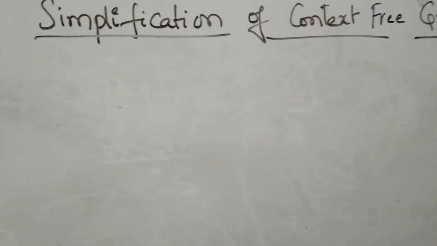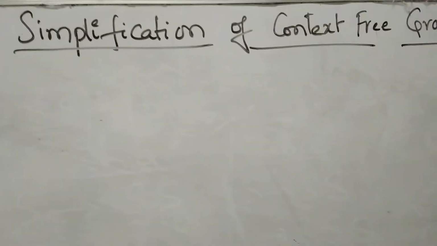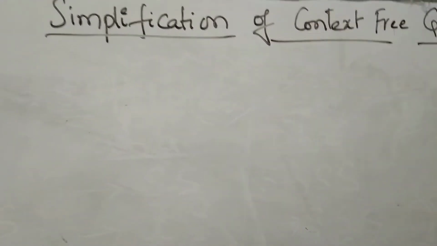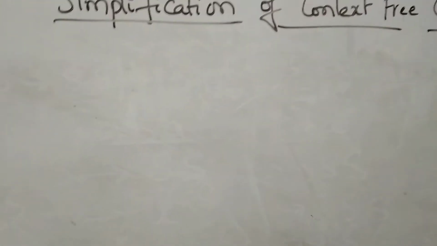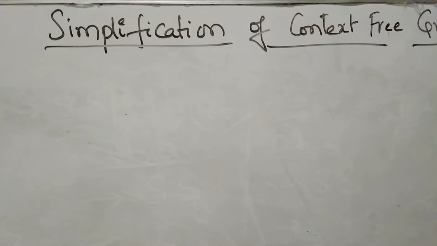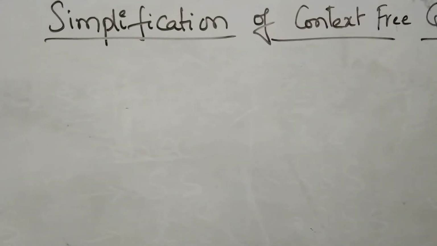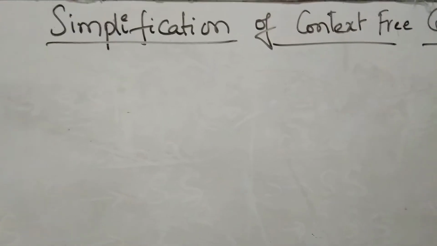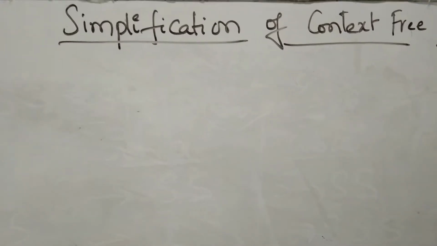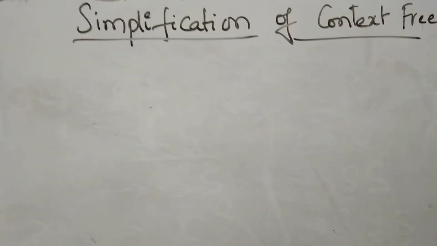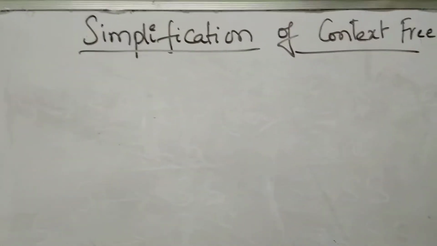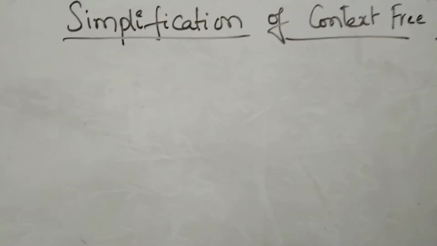Hello friends, in this video I will explain how to simplify a context free grammar, which is very useful in coming lectures. That is nothing but Chomsky normal form and Greibach normal form. So what is the simplification of context free grammars, and why do we have to use it? Sometimes there are many useless symbols or useless productions in the given grammar, and also some unit productions which are giving the same results. At that time those can be simplified.